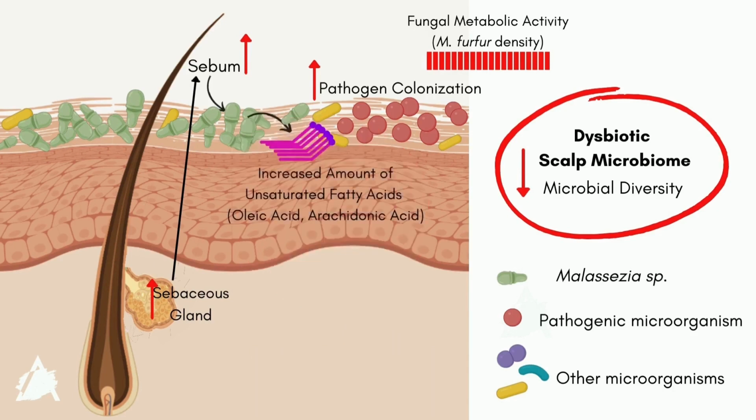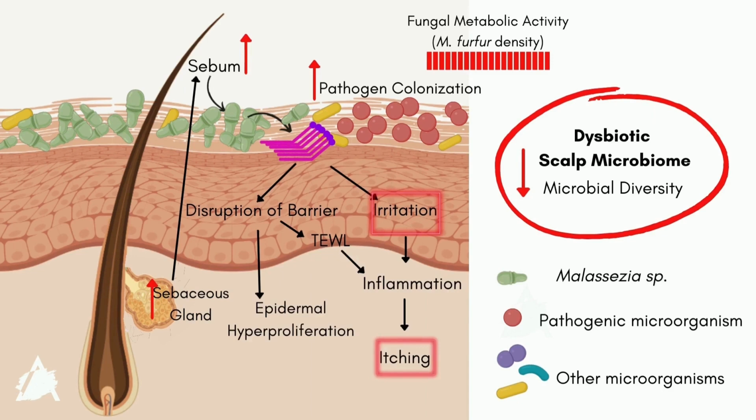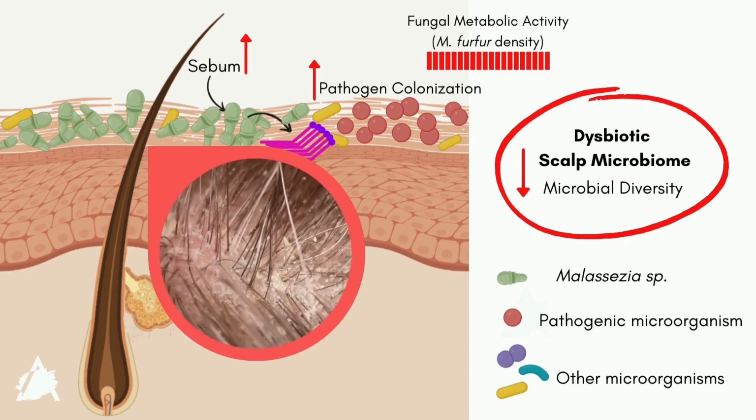These higher levels of unsaturated fatty acids cause irritation, disruption of the barrier, and water loss, which further leads to inflammation and itching. Moreover, since the barrier is disrupted, epidermal hyperproliferation occurs and the epidermal cells don't mature and differentiate properly, which further leads to formation of large, oily structures around the hair follicle.